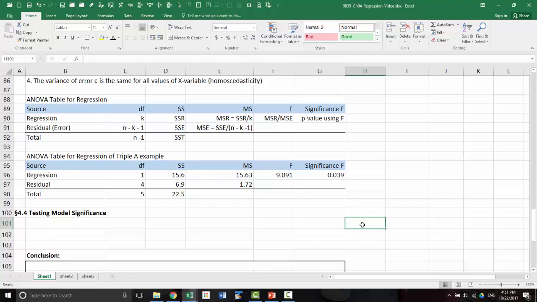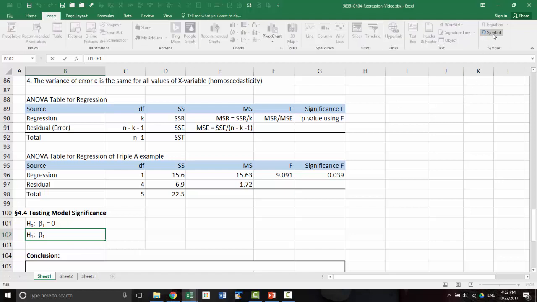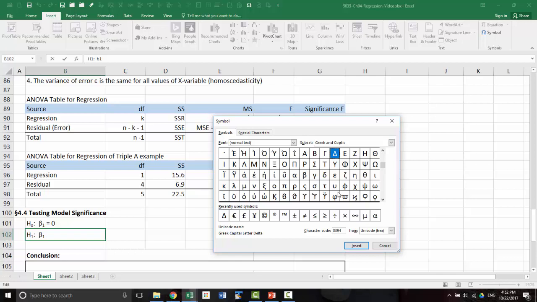The first thing we have to do for the test of significance is to set up the hypothesis. We have to have a null hypothesis and an alternative hypothesis. The null hypothesis is that it is not significant, so it will be beta sub 1 equal to 0. And the alternative is beta sub 1 not equal to 0. The not equal to symbol you can get from Insert, Symbol, and you can select that.